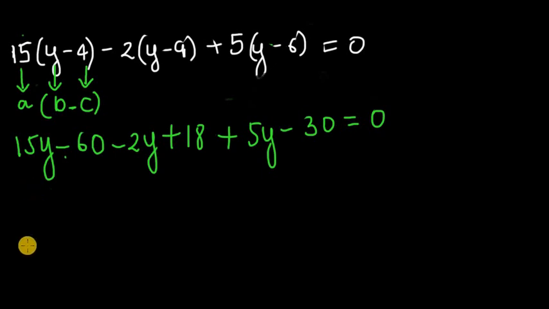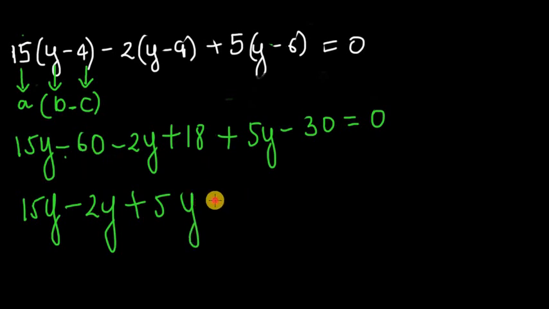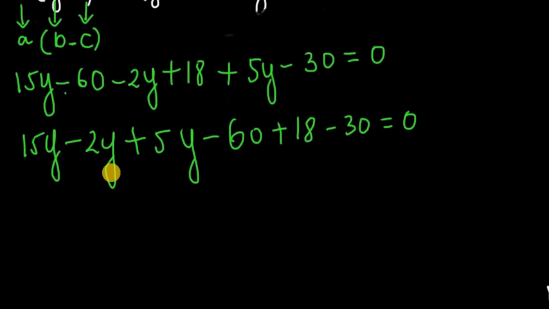Now how can we do the rest of the things? We have to add the variables to each other and add the constants to each other. So here we have 15y, then let's add it to minus 2y, then let's add it to plus 5y, then minus 60 plus 18 minus 30 equal to 0. Now we can manipulate this easily.